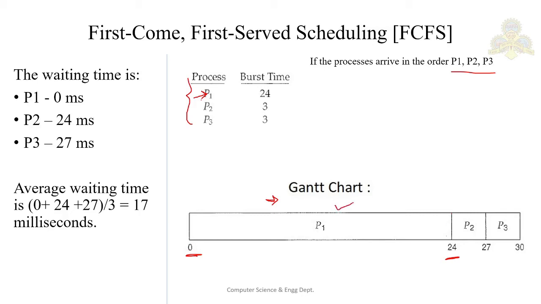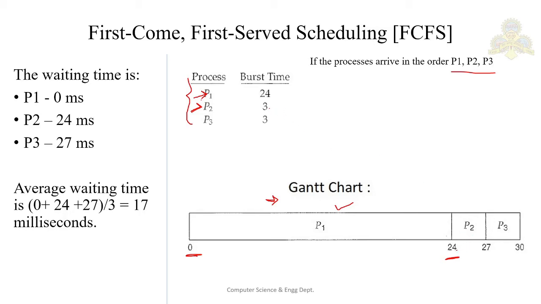Okay, fine. P1 is done. Next, which process arrived? It is P2. And how many milliseconds does it need? It needs 3 milliseconds. So process 1 has completed its execution at 24 milliseconds. After that, P2 arrived and it requires only 3 milliseconds.